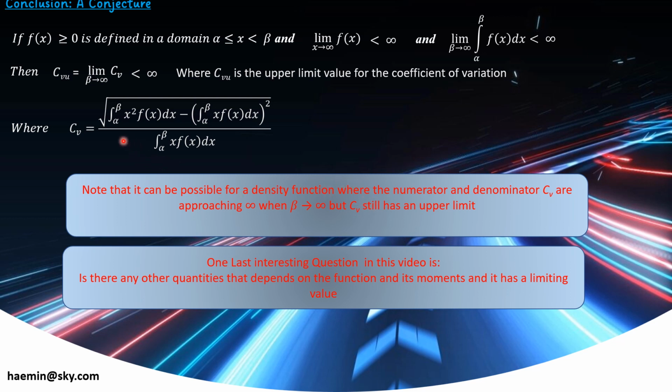This is the upper value, and this is normally the expression for your coefficient of variation. Then it means if you take the limit here, you will get an upper value. Now, there are a few important points here. You need to note that it can be possible, for example, that the numerator and the denominator independently approach infinity, or even approach zero. But certainly the defining of this will go back to the previous discussion, in which you need to do some other calculation to make the expression meaningful.